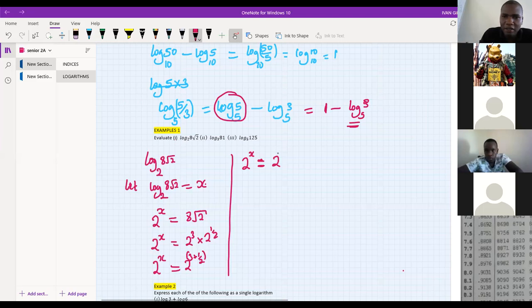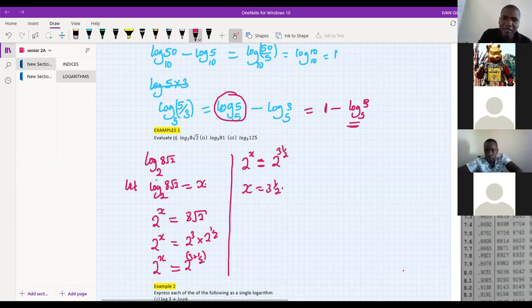3 plus a half gives us 3.5. 7 out of 2, isn't it 7 out of 2? Yeah, also 7 out of 2. So that means that our x in this case is the same as 3.5.